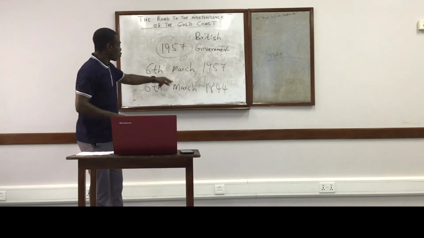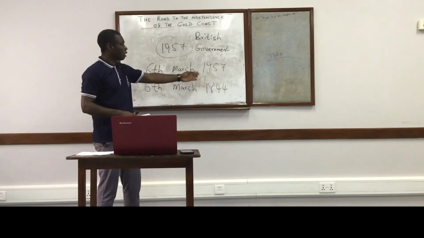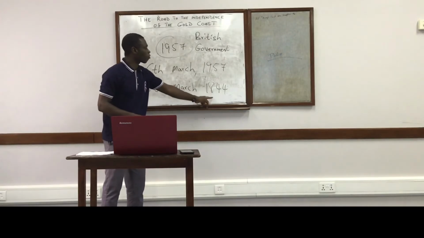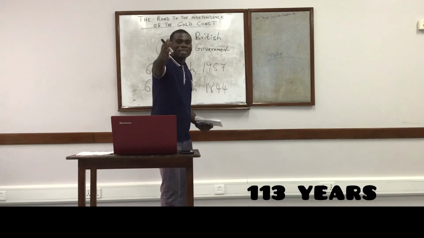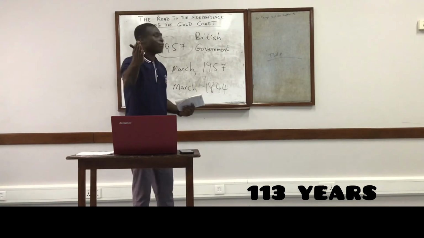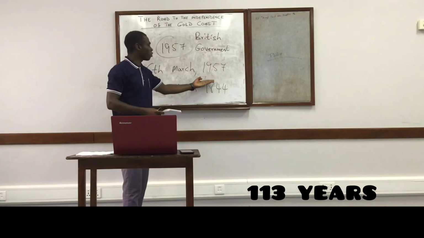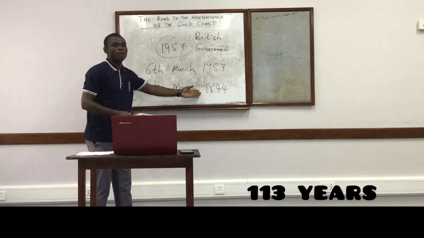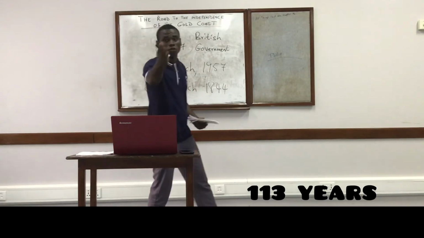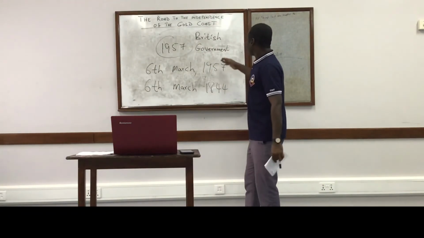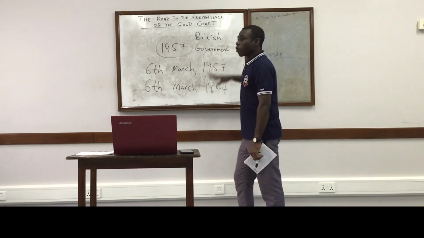So you can calculate the date yourself. Use the calculator to work out the years from 1844 to 1957. How many years? If the British had a good thing to do for the Gold Coast, I think that was enough time that they could have done it for the Gold Coasters. So let's continue.